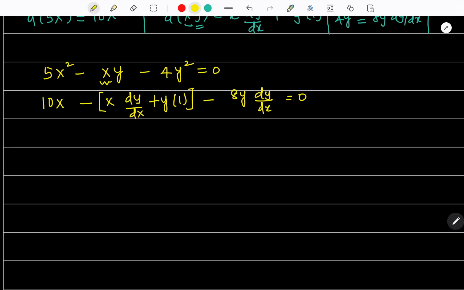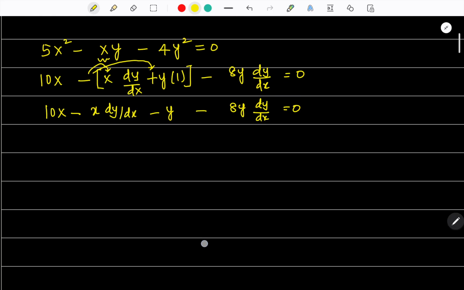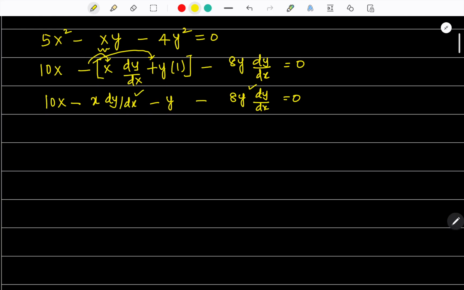So keep dy by dx on one side, and everything else to the other side. Let me write 10x minus x dy by dx, and then this minus you take inside, minus y, minus 8y dy by dx is equal to 0. So this is your dy by dx, this is your dy by dx, keep it this side: minus dy by dx and minus 8y dy by dx. And take the other terms to the other side. If I take 10x, it will go to the other side as minus 10x.